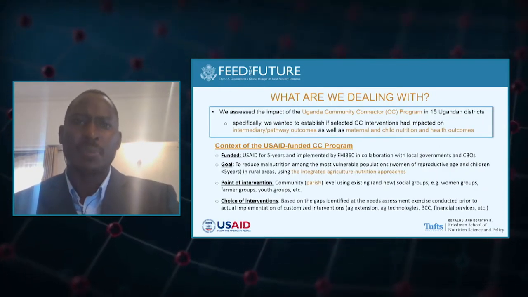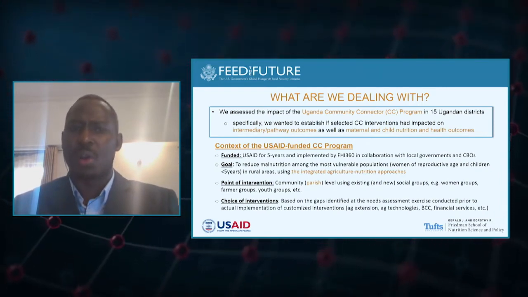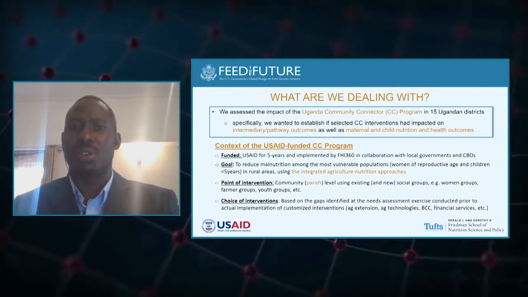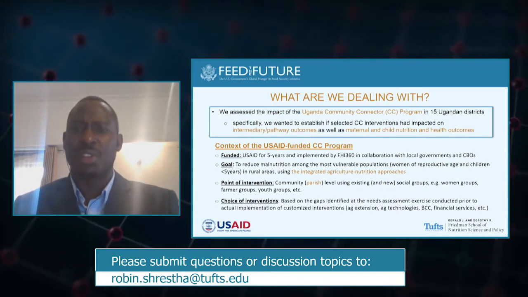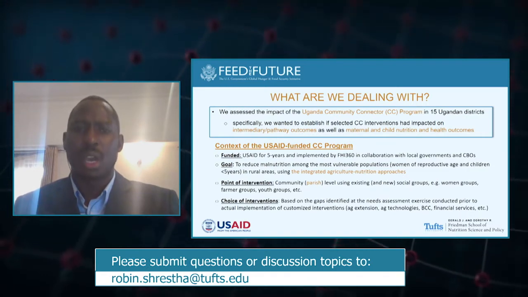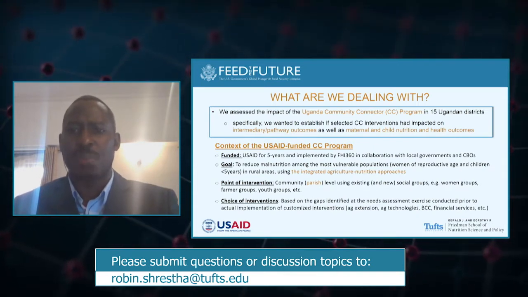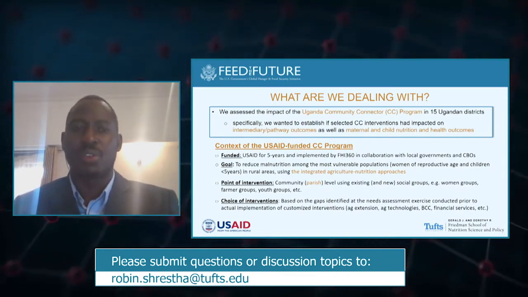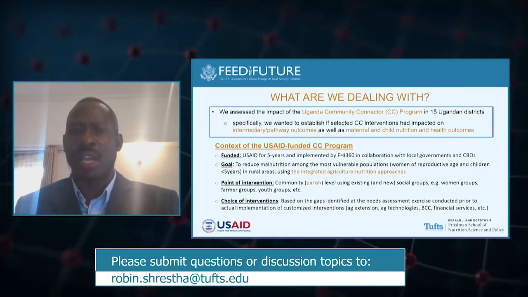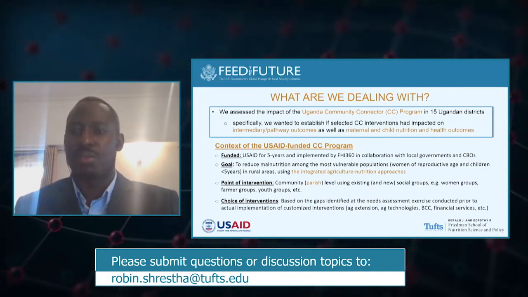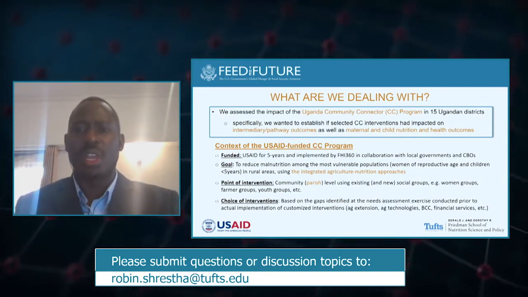Next slide. So the community connector was really multisectoral in nature, funded for 5 years, and the ultimate goal was to reduce malnutrition among the most vulnerable populations in the rural areas of Uganda. The point of intervention was not at the household level, but at the community level, so to say the parish. The entry point was through social groups, including women's groups, agriculture or farmers groups, and youth groups. And the choice of interventions cut across agriculture, health, nutrition, technologies, messages of extension and behavior change communication, among others.